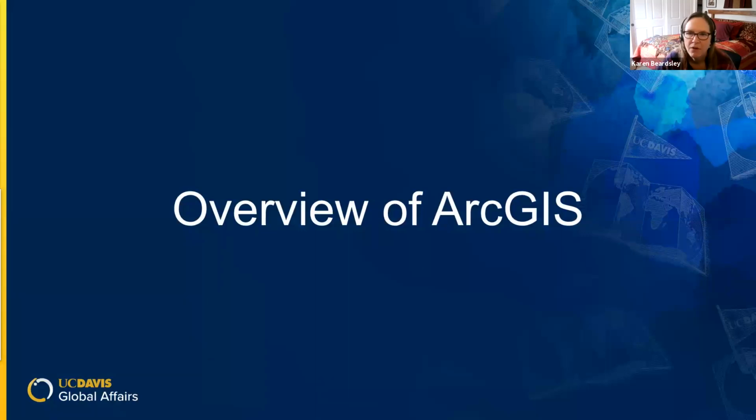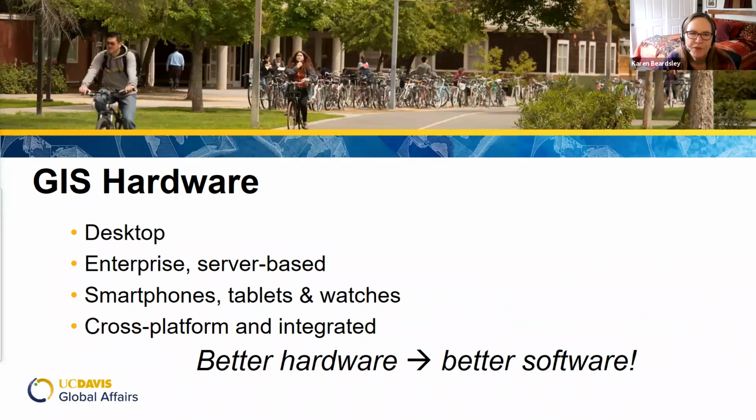So let's start with our overview of ArcGIS. So, hardware. To do probably a lot of the GIS that you may have seen or thought about, you need a computer. For ArcGIS Online, you don't necessarily even need a computer, but we'll get there in a minute. So from Esri's perspective, the GIS hardware is called ArcGIS Pro. And we are not going to talk about or look at ArcGIS Pro today.